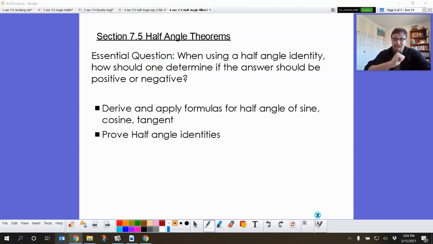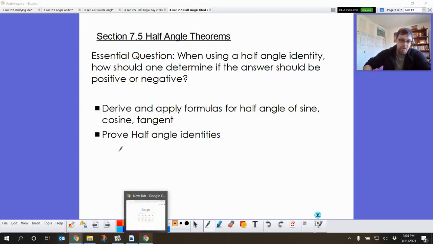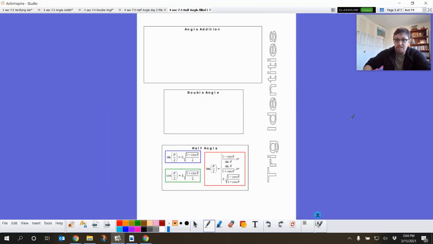Hi, welcome to Half Angle Identities. This is the final part of our identities sheet. They are kind of the trickiest to look at, but they follow a lot of the very similar rules that we have been seeing so far this chapter. So let's take a look at those identities.